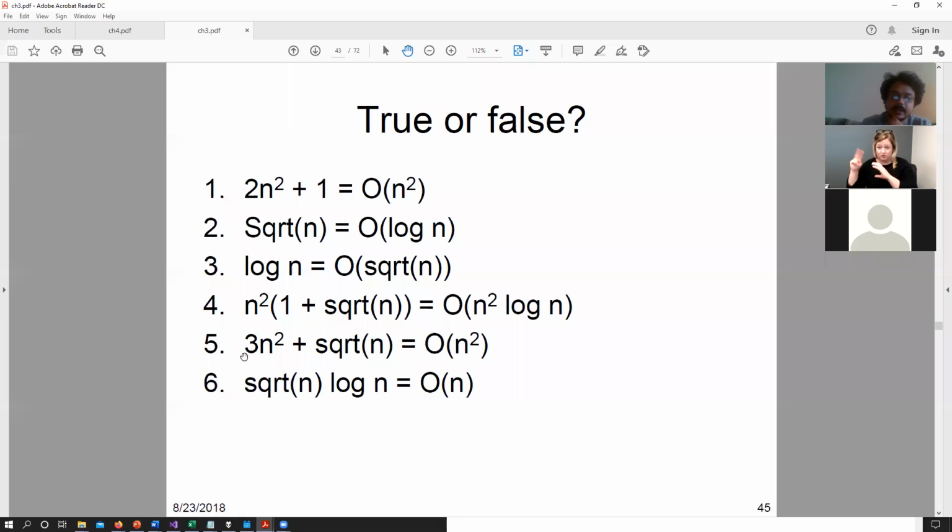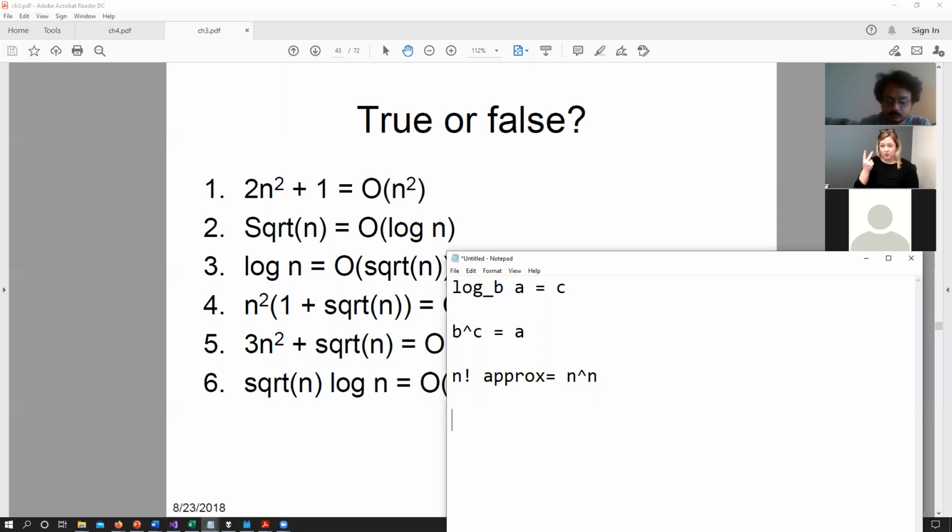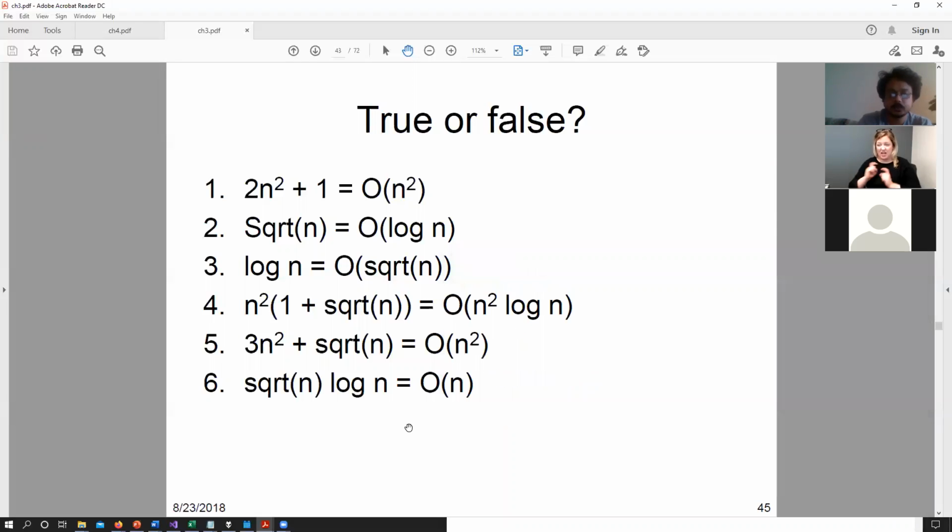Intuitively, we can prove this by having 3n squared plus, instead of square root of n, we can have n squared again, right? N squared is going to grow faster than square root of n. So we can have n squared again. That gives us 4n squared. So some constant times n squared, and we know that it is big O of n squared.